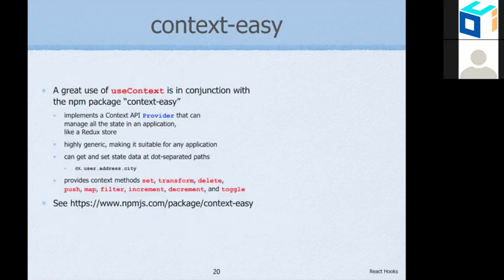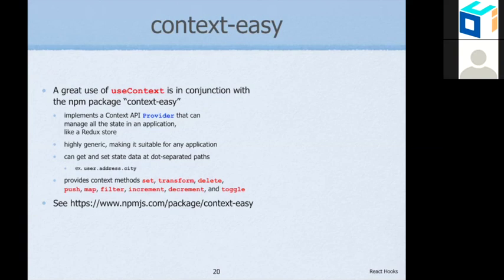Before I get to that, though, I want to point out another custom hook called context-easy. Actually, this isn't a custom hook, it's just a library that provides a neat context pre-built for you. This makes it so that you don't have to do anything with the context API yourself. You just use this library to get access to this special context, and then you pass it to useContext. And then when you want to make changes to it, you just call these provided methods in the context: set, transform, delete, push, and so on.